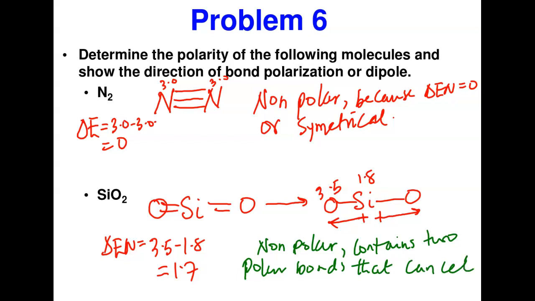Cancel out. And hence, make it non-polar. Or if you don't want to say cancel out, you can say the molecule is symmetrical. And molecules that are symmetrical will remain non-polar. So silicon dioxide, despite the fact that it has two polar bonds, is a non-polar molecule.